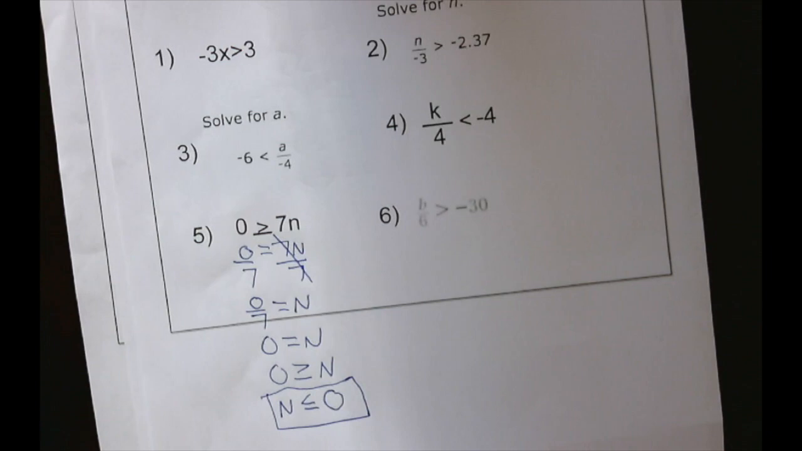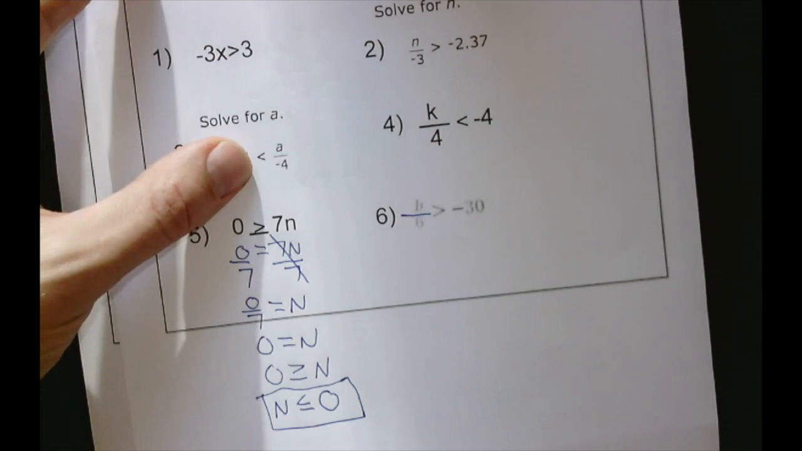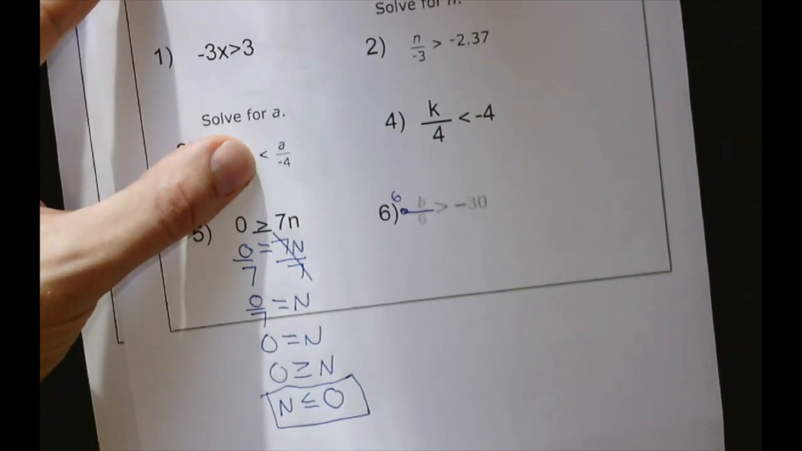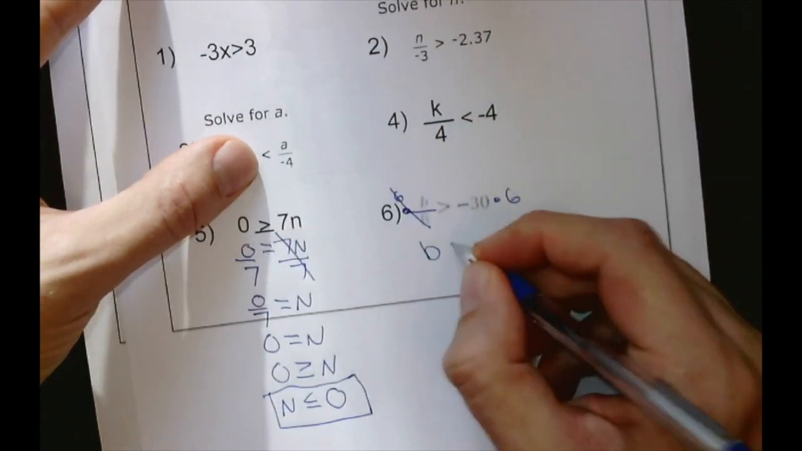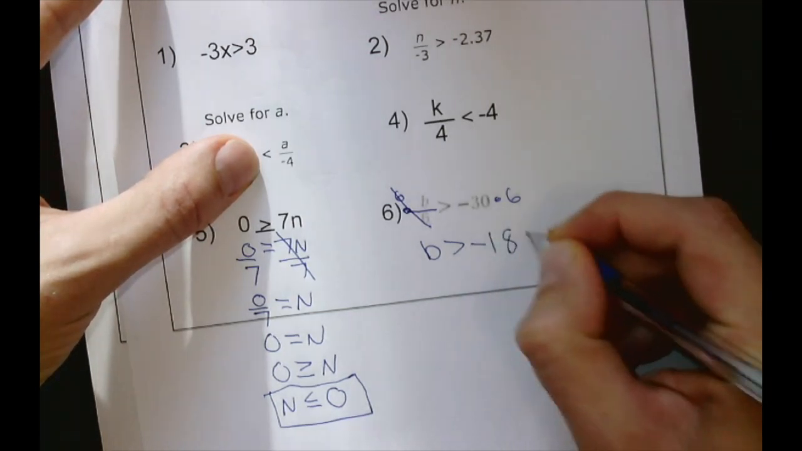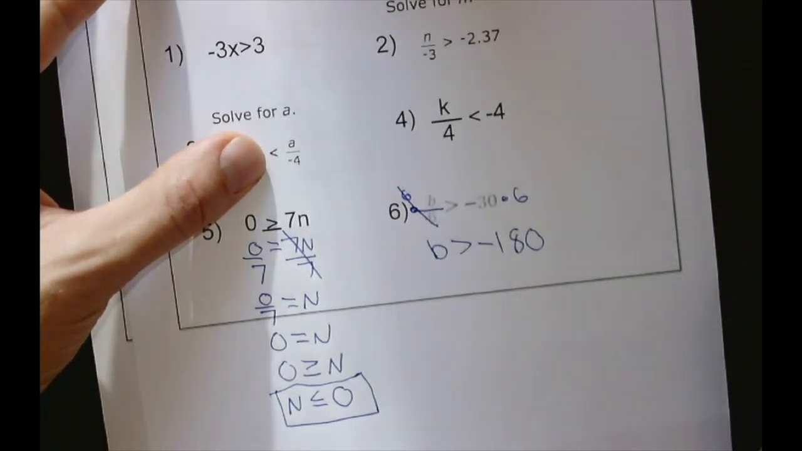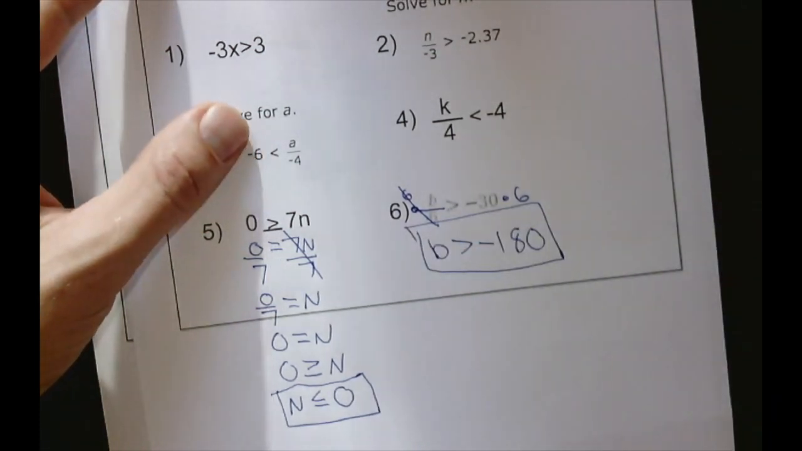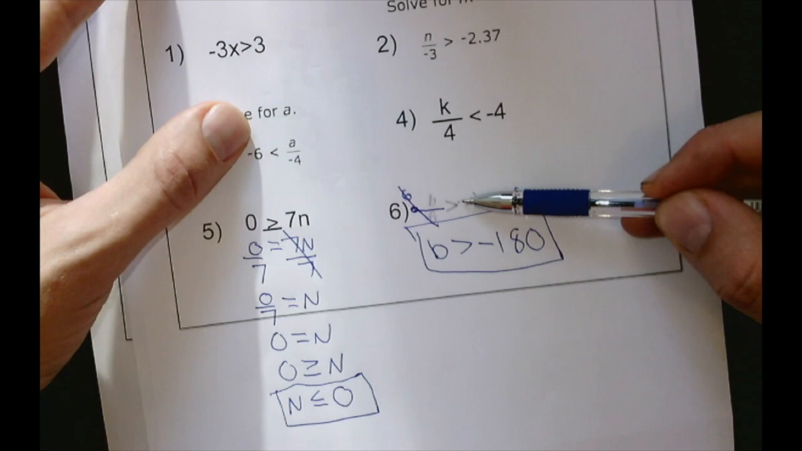Number 6. b over 6 is greater than negative 30. I'll begin by multiplying both sides by 6 since I'm dividing. If I multiply by 6 on the left side, I have to do the same thing to the right side. Negative 30 times 6 is negative 180. Since I'm not multiplying or dividing in my coefficient by a negative, I don't have to flip my inequality sign. So then my answer is b is greater than negative 180. Notice how I still got the same answer, and I didn't change my inequality into an equal sign.